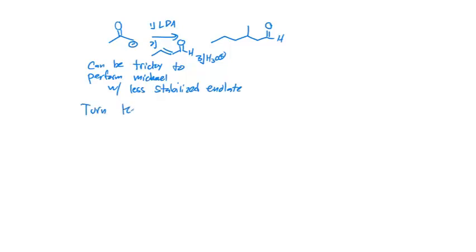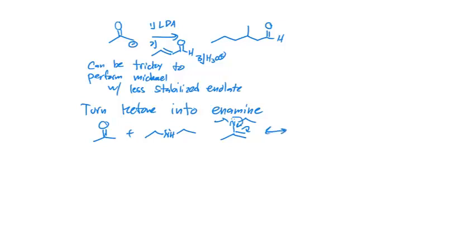What if we turn the ketone or the aldehyde into an enamine? And we learned how to do that in a previous chapter. We know that the product here is the enamine, and we also know that it has a resonance structure that looks like this, which means it is nucleophilic at this carbon, much like an enolate.